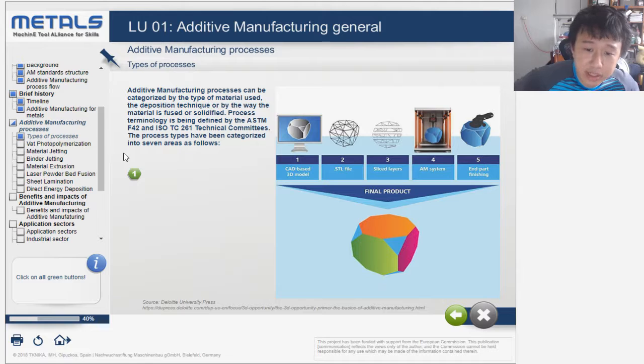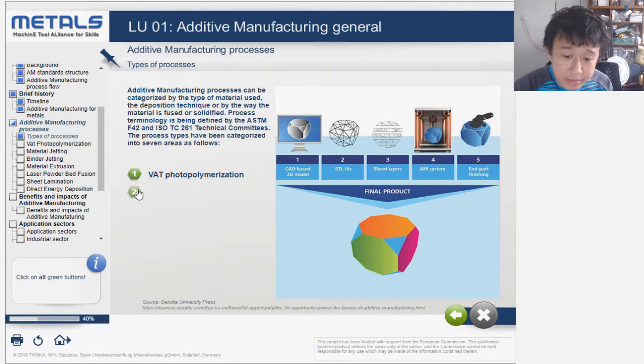Additive manufacturing processes can be categorized by the types of materials used, the deposition technique, so by the way the materials are fused or solidified. Process technologies are defined by ASTM F42 and ISO Technical Committee 261. Technical committees, the process types have been categorized into 7 areas as follows.